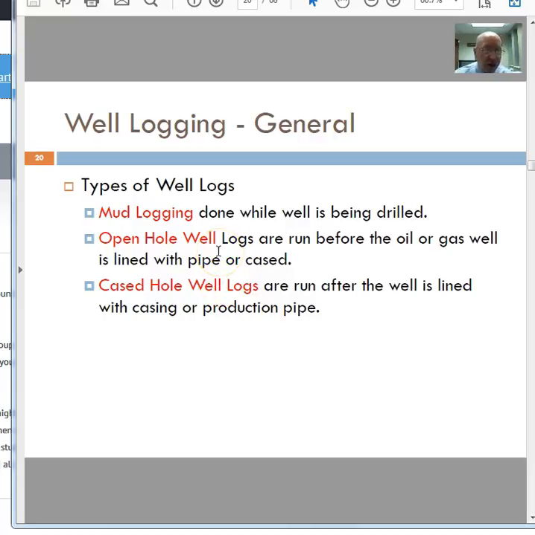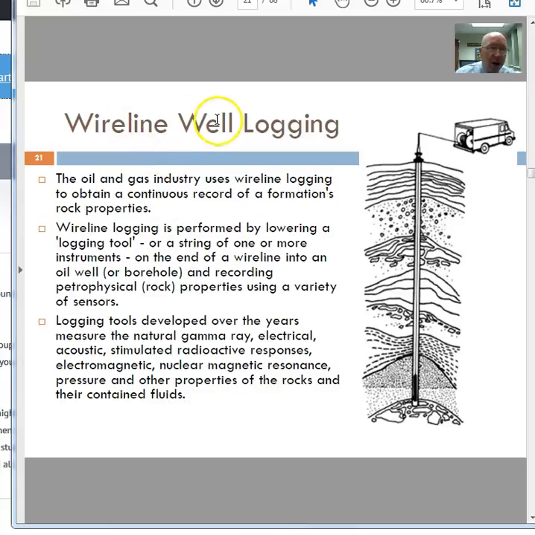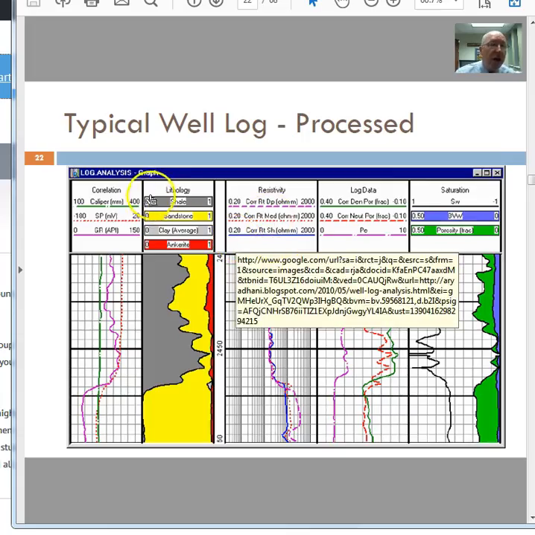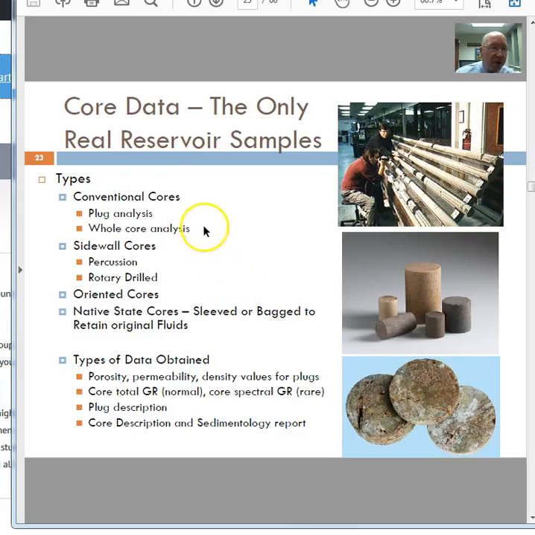As far as the whole idea of logging, what I'd like you to have is kind of a big picture. The most basic is the mud logging. And then they have various options to do it through the open hole and then through the cased well. Wireline, I'd like you to be familiar with that word. That's where they are lowering a string down, and they're doing several different types of tests with sensors. You don't need to worry about that. You don't need to worry about knowing what type of tests are doing what, and you don't need to worry about knowing how to interpret them.